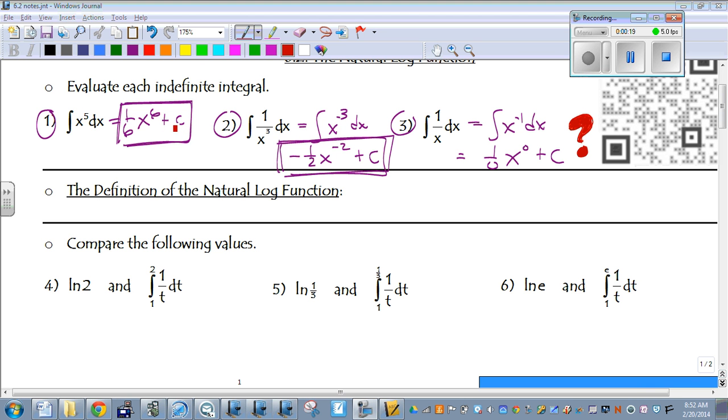For number 2, we can rewrite 1 over x cubed as x to the negative third and do the same thing. We're adding 1 to the exponent, so we get x to the negative second, and then we divide by that new exponent or multiply by its reciprocal, and remember the plus c.